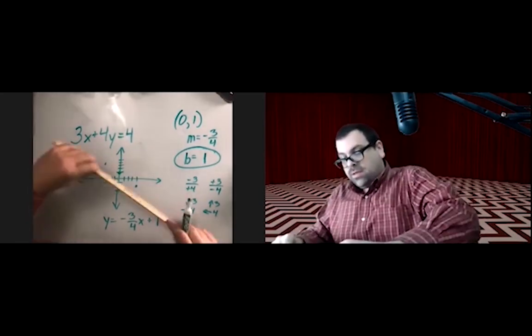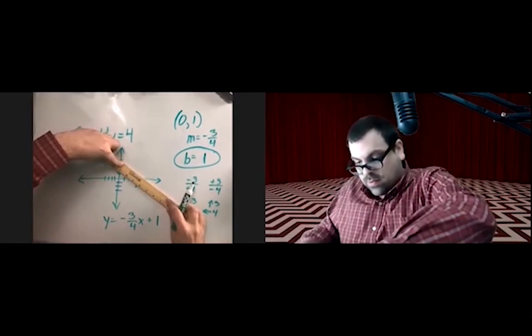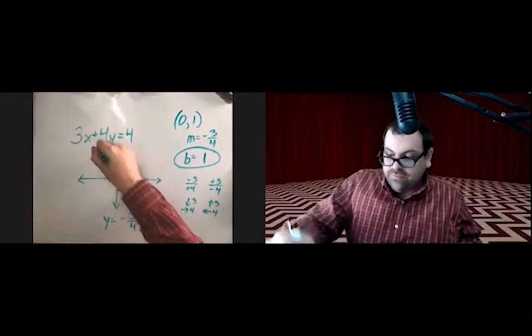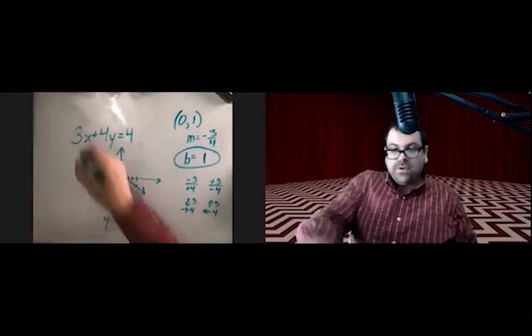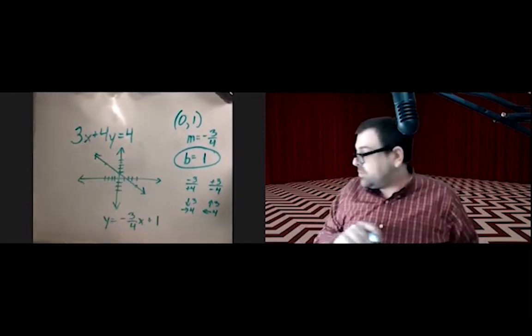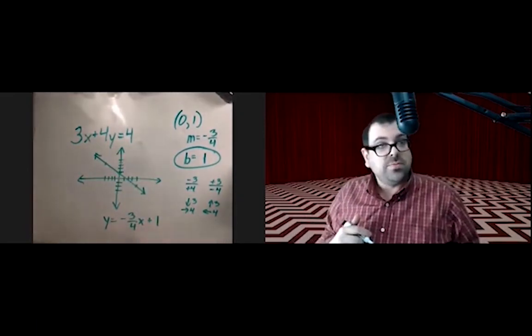Either way, they're going to be right there on that line for us. And that's how we take something in ax plus by equals c form and graph it using slope-intercept form.